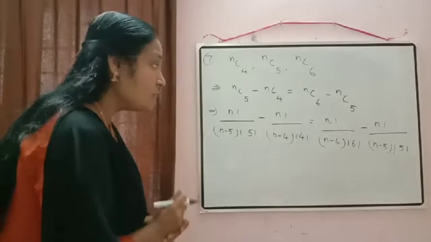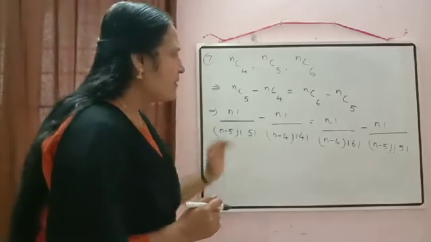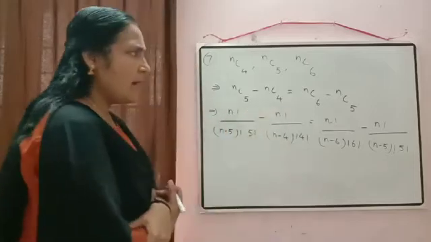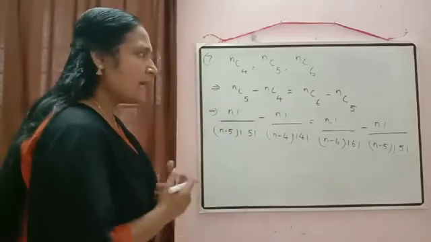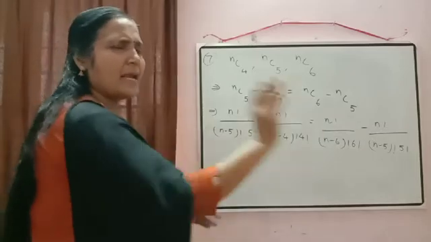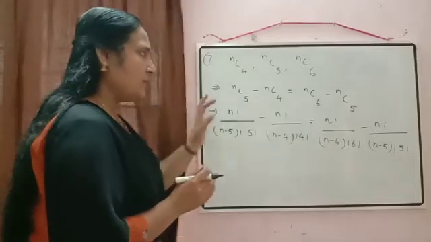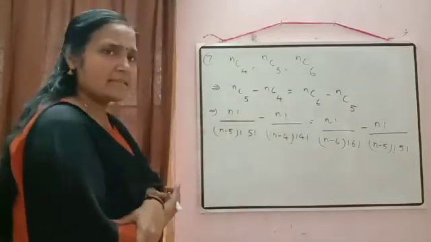Now just to check how we will simplify it. In the numerator you can check, in all the expressions we have n factorial. So to cancel that n factorial, what can we do? Yes, we can divide the whole equation by n factorial. Then n factorial will get cancelled there.